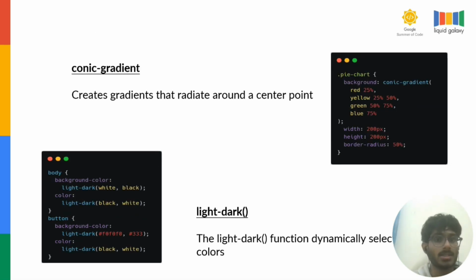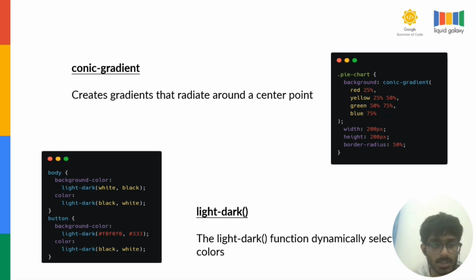For the next slide, it's conic-gradient, creating circular color transitions. The conic-gradient function generates gradients that radiate around a center point, making it perfect for pie charts, color wheels, or background effects. And for the code, this creates a beautiful angular color transition useful for dynamic UI elements or visual effects.